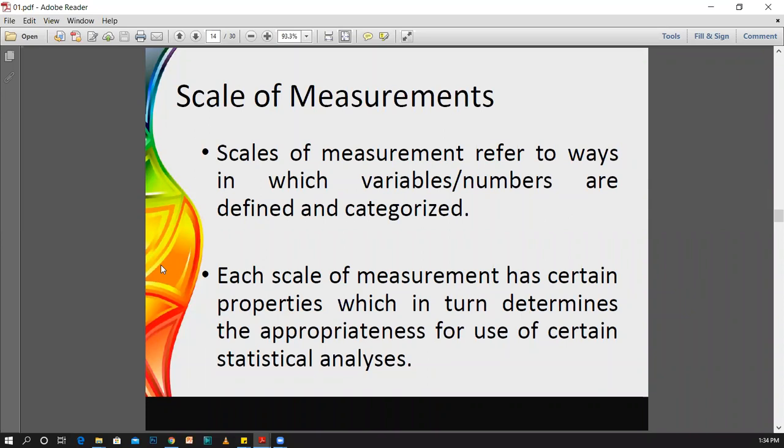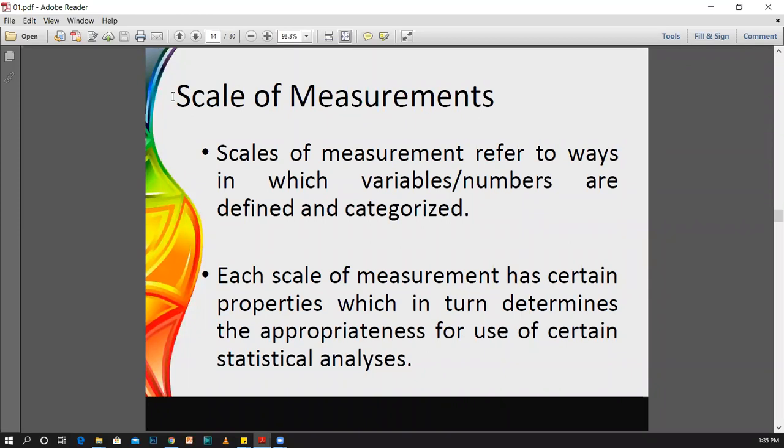We cannot do it. If your names are Saman, Nimal, and Kamal, can you add those three names and divide by 3? Definitely you cannot do it. That is why all statistical methods cannot be used for all types of data. The statistical methods can be used for specific types of data, and those specific types can be easily identified using this scale of measurements.